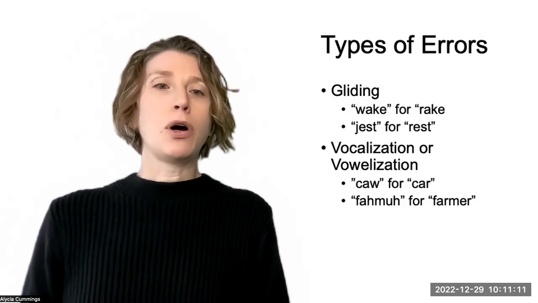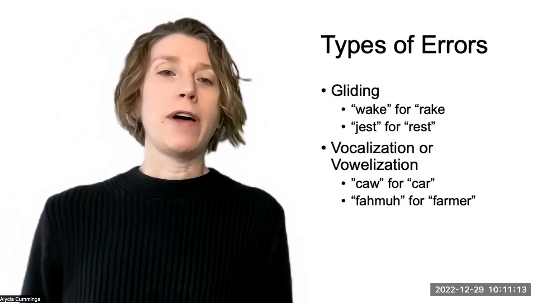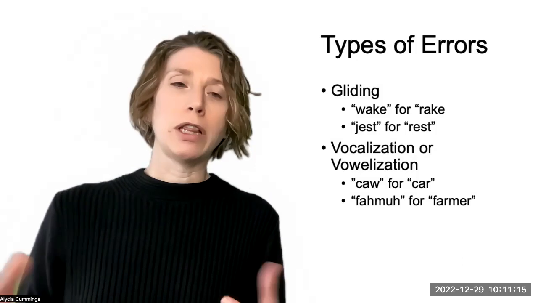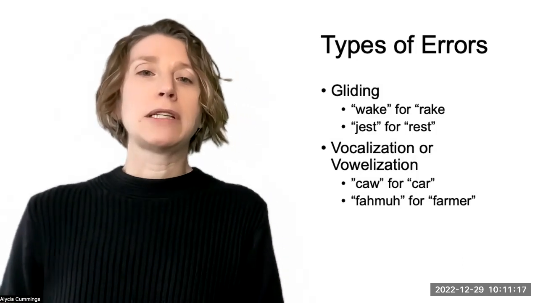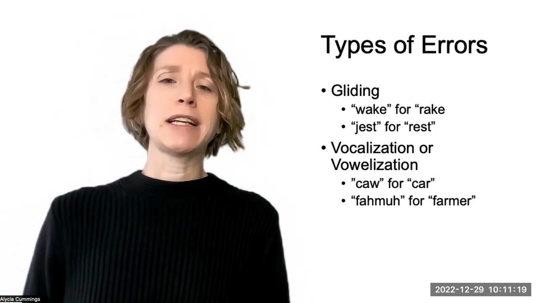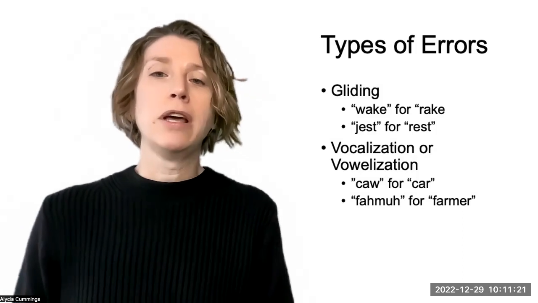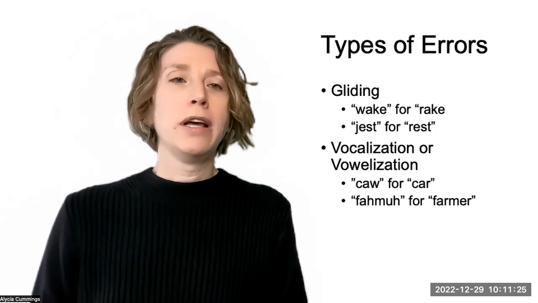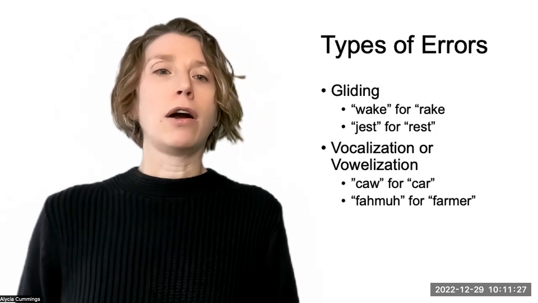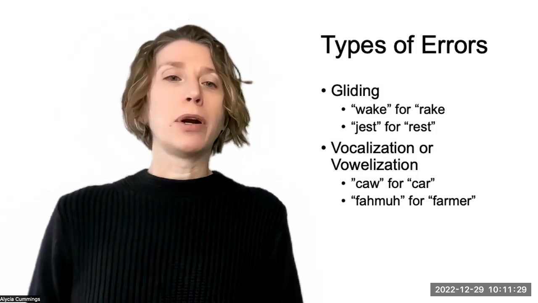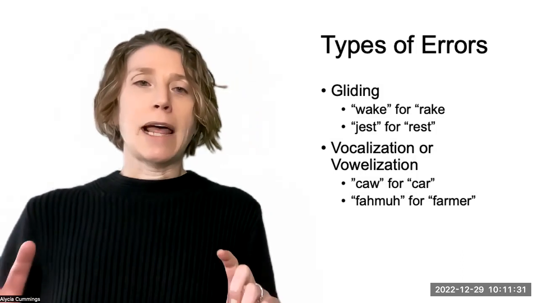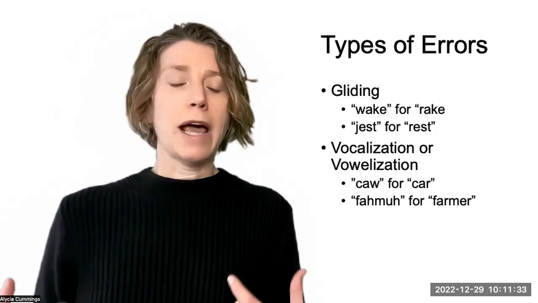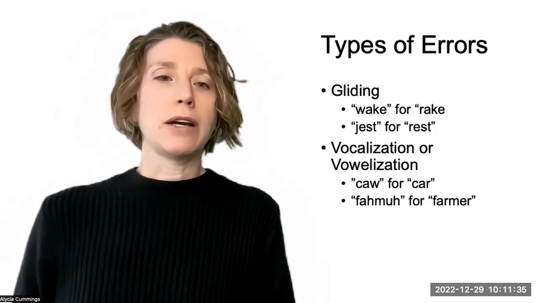When the R is in postvocalic position after a vowel, often at the end of a word or in the middle of a word, they will distort that R and turn it into an extended vowel-like sound, which is referred to as vocalization or vowelization. So they'll say cow for car or fama for farmer. So there's that distortion of that R type of sound.